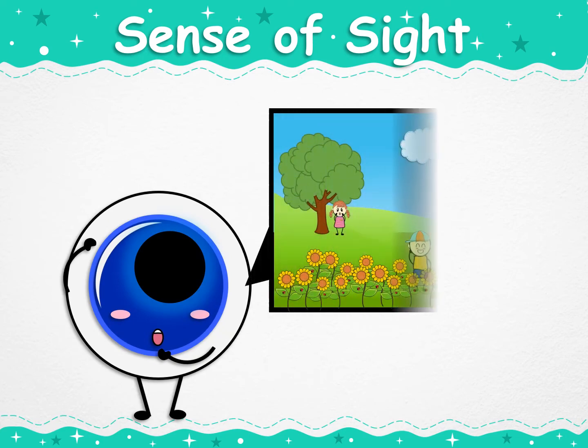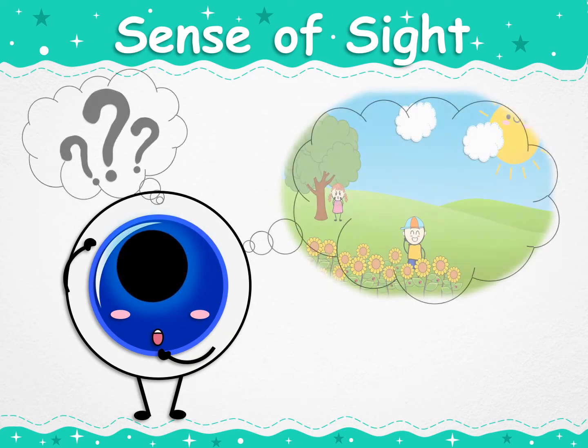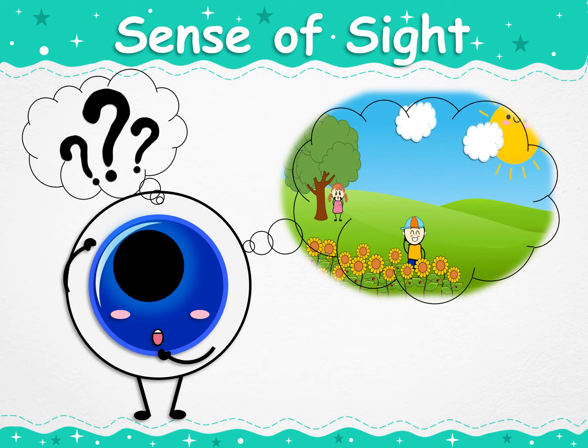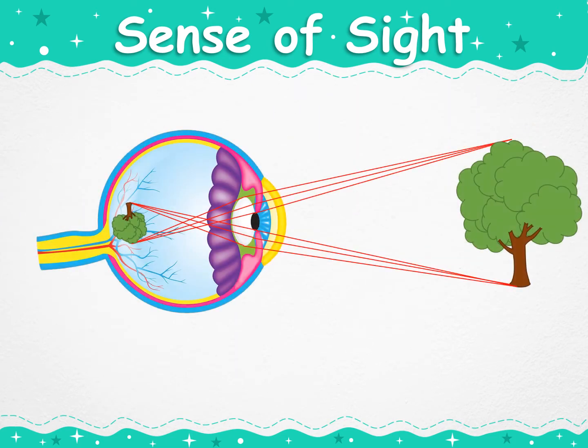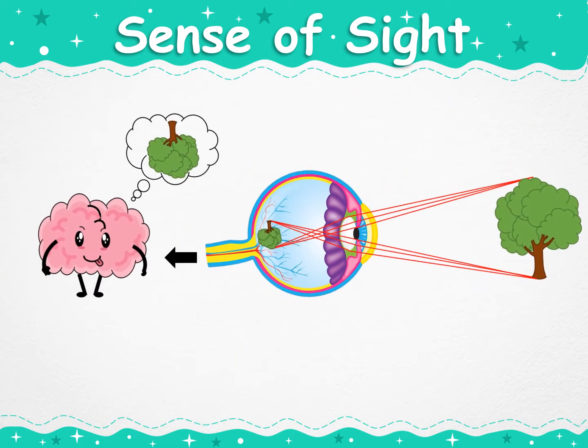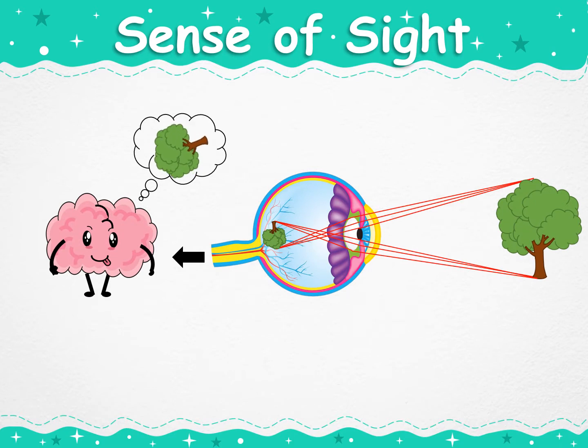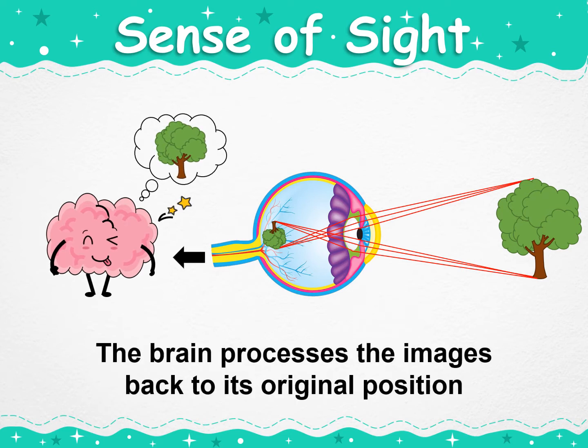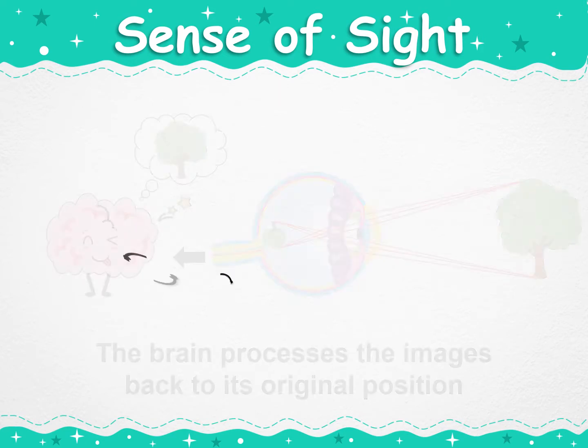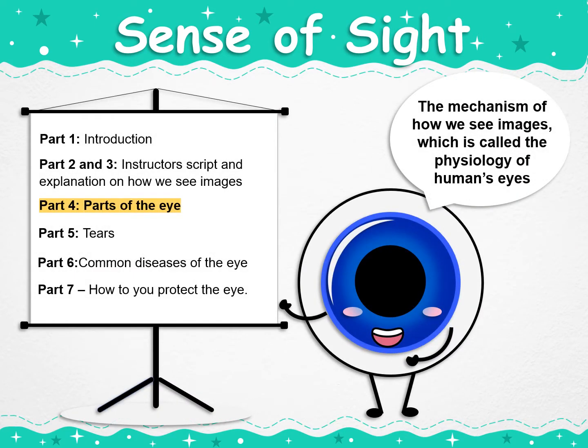Did you just ask in your mind, but I didn't see upside down images of the surroundings? I have not finished yet. Later, the brain processes the images back to its original position, and then we see the image as it is. So, the brain processes the images back to its original position. I get it. Having learned the mechanism of how we see images, which is called the physiology of the human eye, let us now learn the important parts of the eyes that help us see.